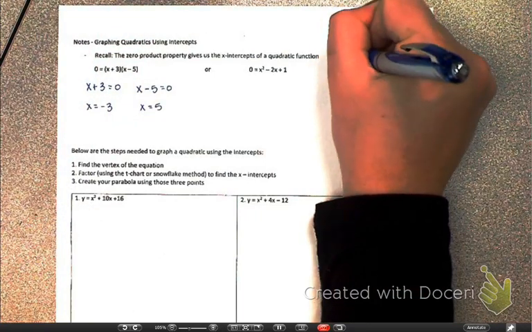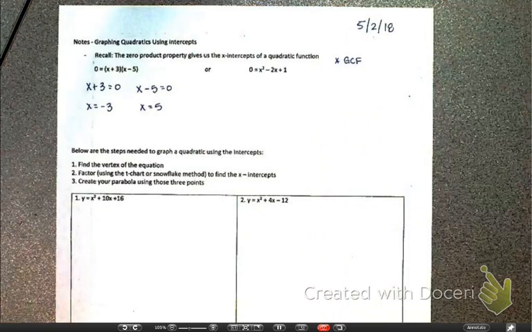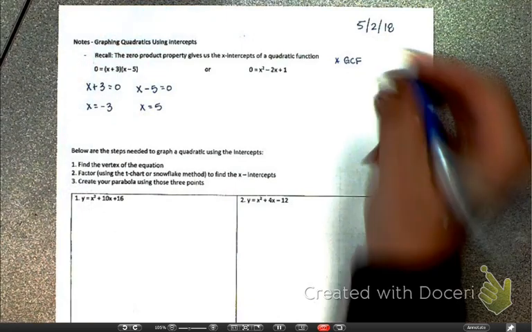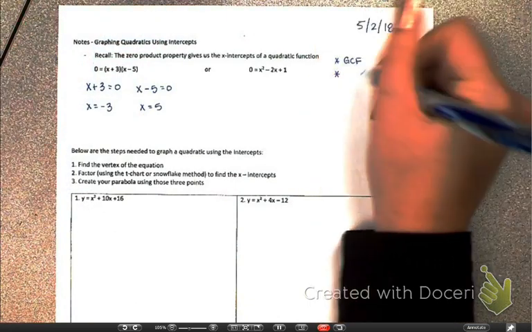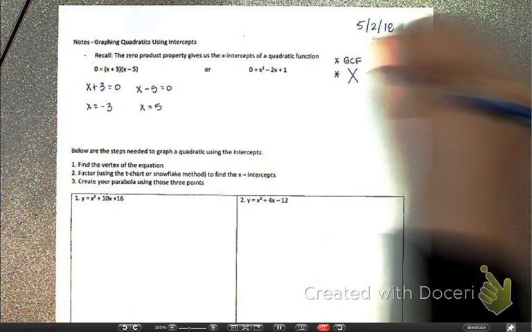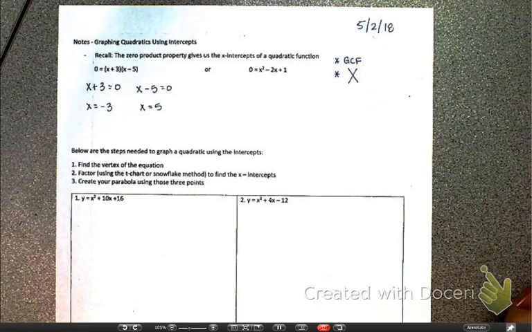What's the first thing we always look for when we're factoring? GCF. Okay, GCF is the very first thing you should look for. If GCF works, great. If it doesn't, then what's an option? Super X. Yeah, X. Okay, so X would come first. And how do we know when we're going to use the X?